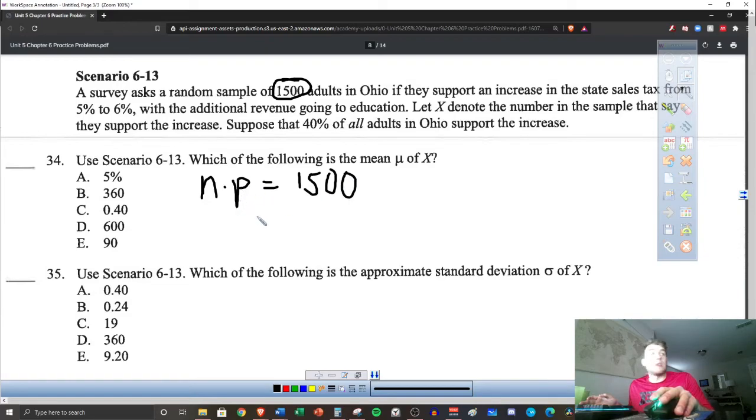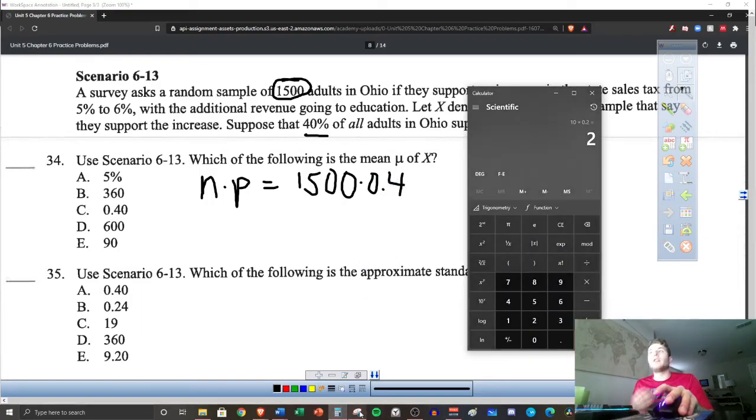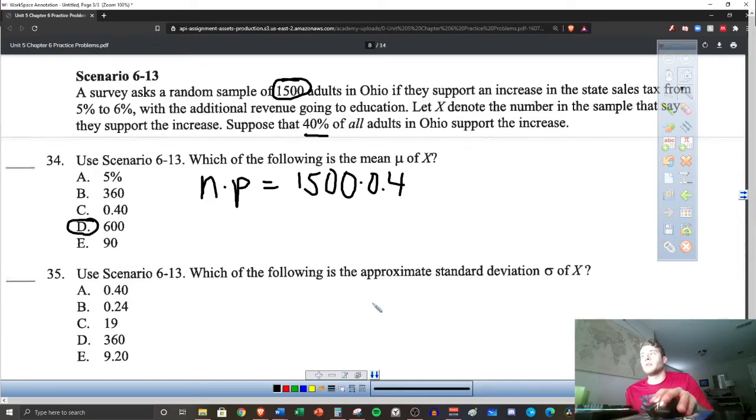What's the probability they're going to support it? Well, they tell us that right here. So times 0.4. This should give us our answer, and that's how straightforward it is to calculate these binomial means. So we expect 600. That would be the mean of that distribution.